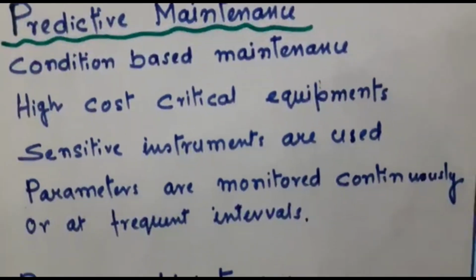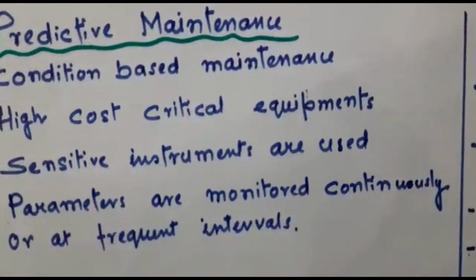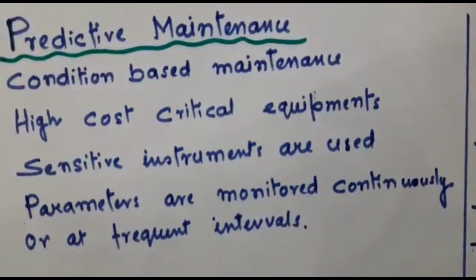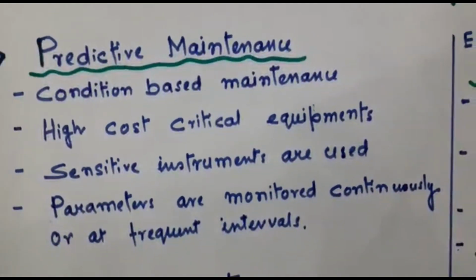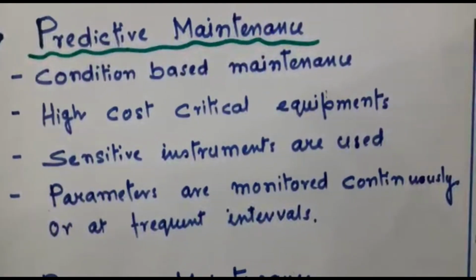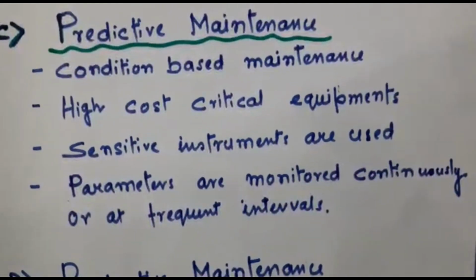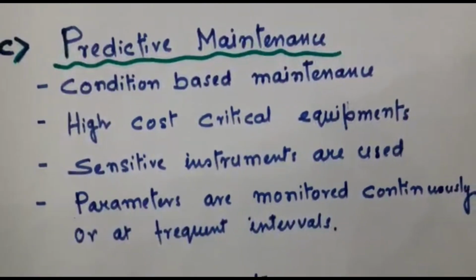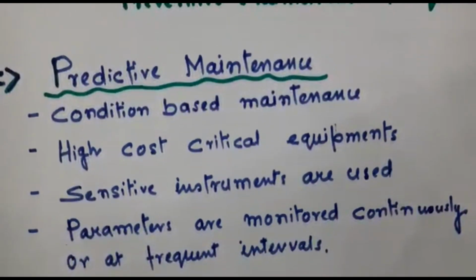Predictive maintenance is done for high cost critical equipment. Here, sensitive instruments like vibration analyzers, and pressure, temperature and resistance gauges are used to monitor various parameters like vibration, noise, amount of lubricant, etc., and hence are used to predict trouble. The parameters are monitored continuously or at frequent intervals, and this enables the maintenance people to plan for an overhaul. We are using the word overhaul many a time. We are going to see what it means in a subsequent lecture.